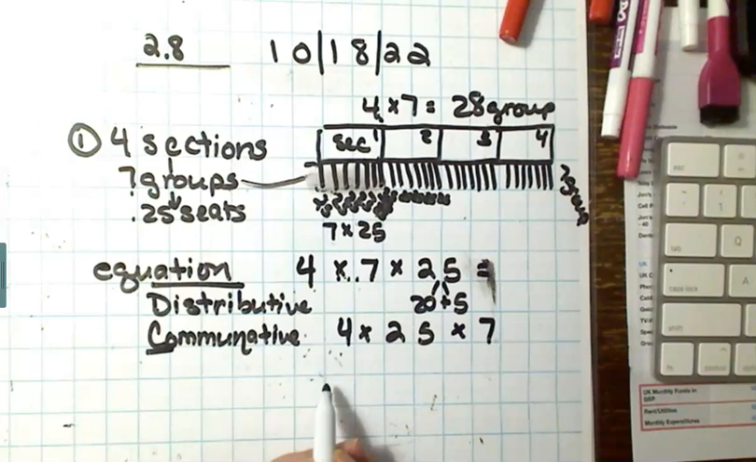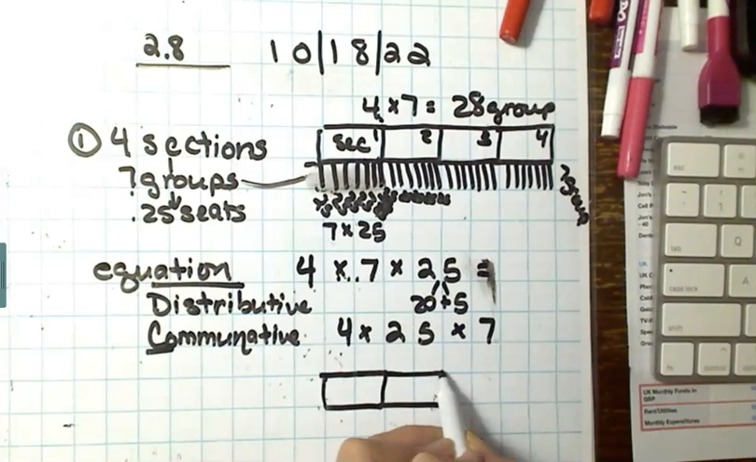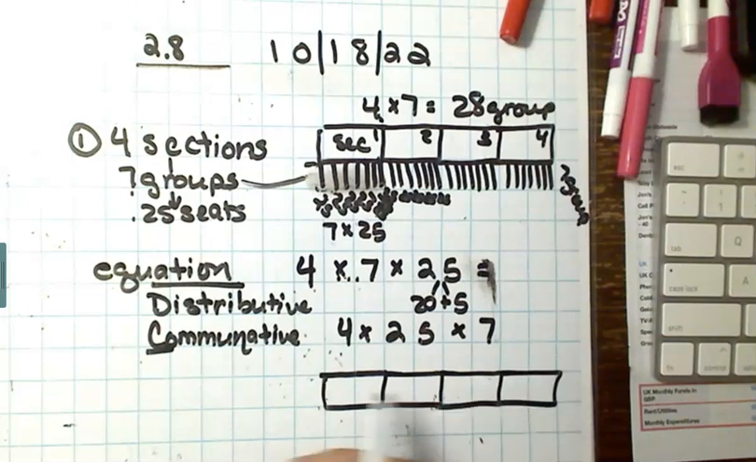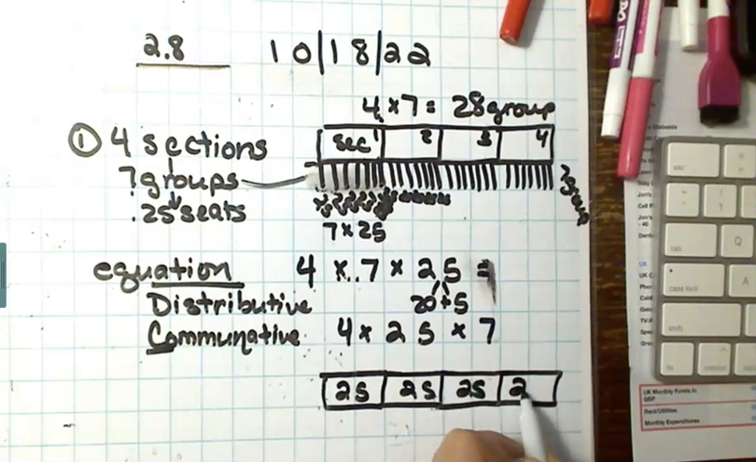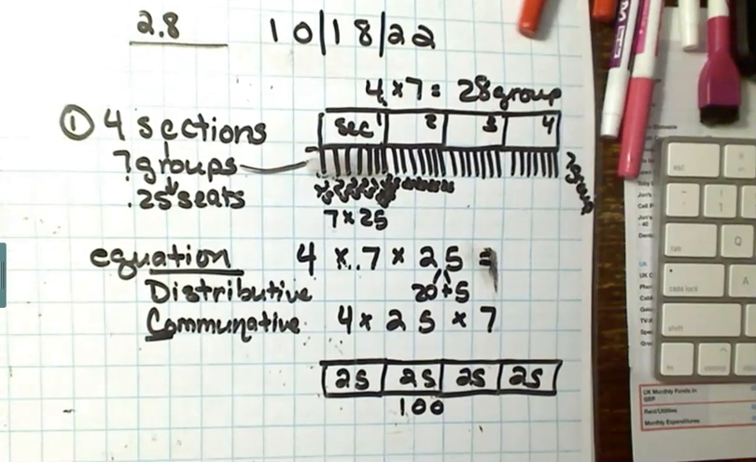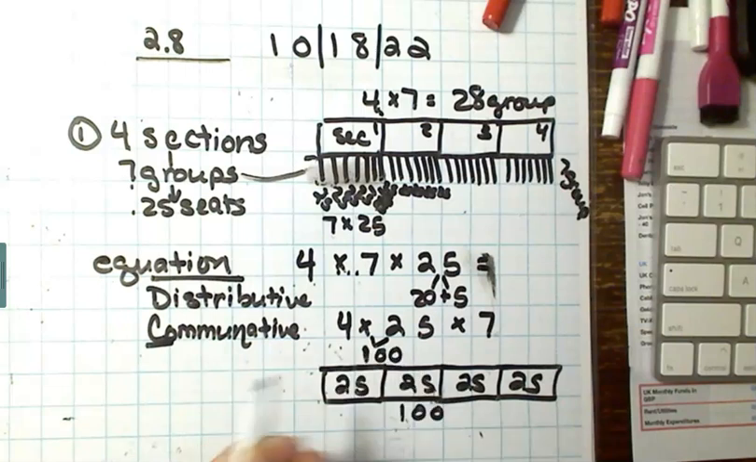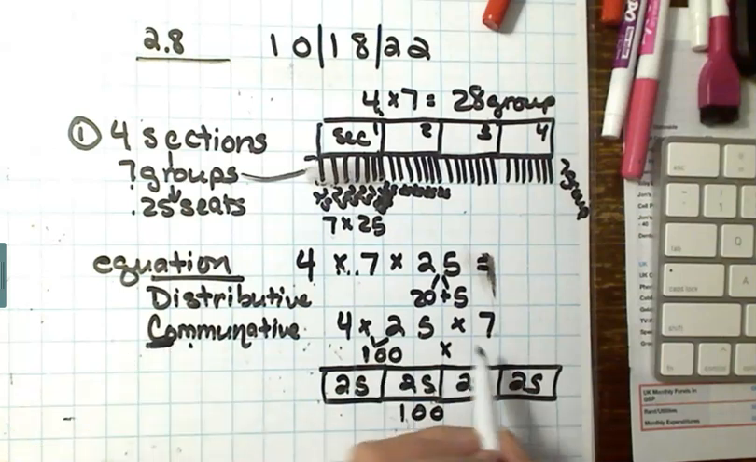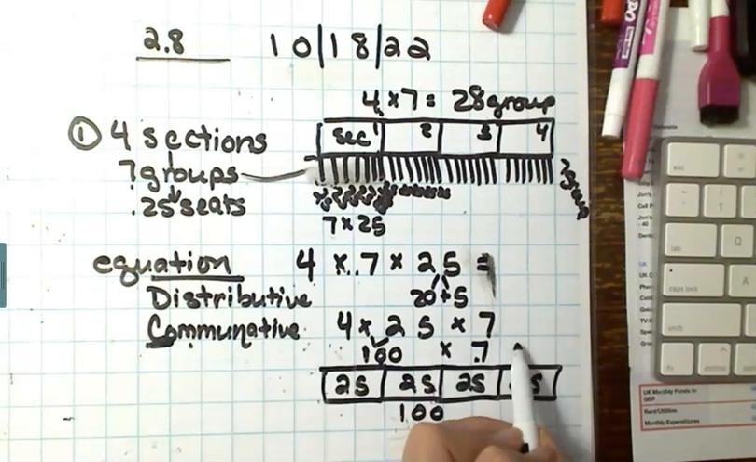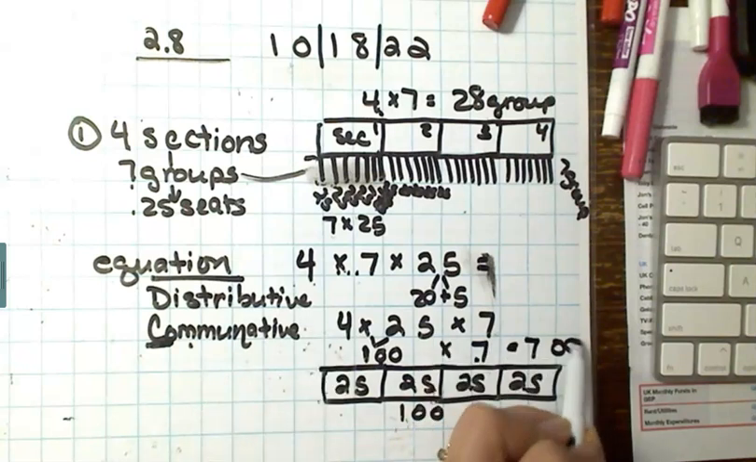Well, you should know that. Here's 1 group, here's 2 groups, here's 3 groups, here's 4 groups. Hopefully you know that 4 groups of 25, 4 quarters, are equal to what? 100, right? So 4 groups of 25 is 100. Now look, because I've used the commutative property and changed the order, now I'm multiplying this 100 times 7. Well, heck, I know that's 700.